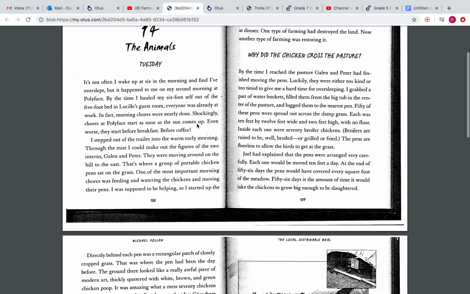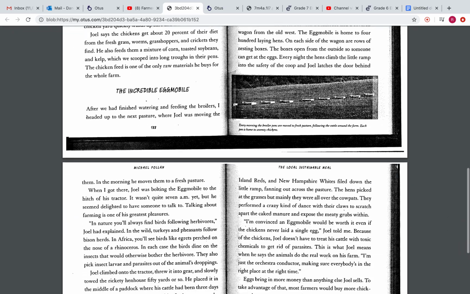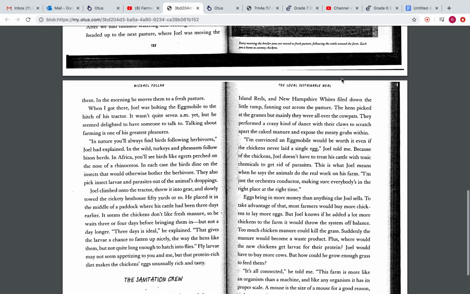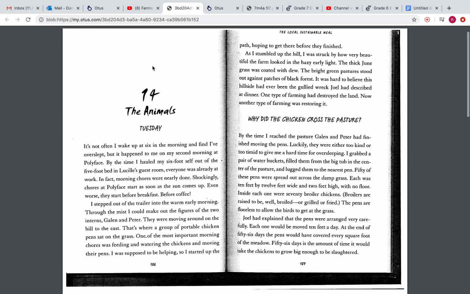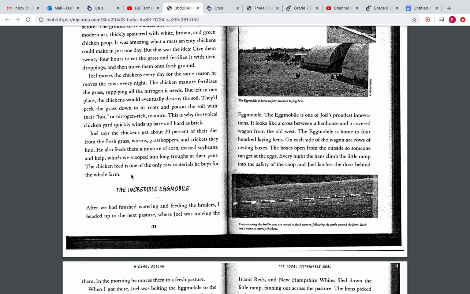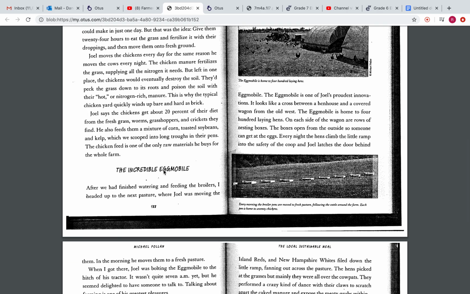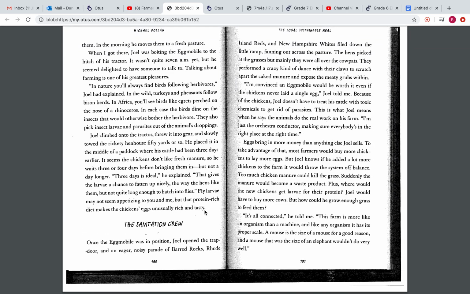classwork and exit ticket, the two sections that you are going to read, where you're going to identify the author's purpose and the author's perspective, is this section, Why Did the Chicken Cross the Pasture? And the Incredible Eggmobile. So this section, Why Did the Chicken Cross the Pasture, starts from right here and it ends right here. And the Incredible Eggmobile starts right here and it ends right here where it says rich and tasty.